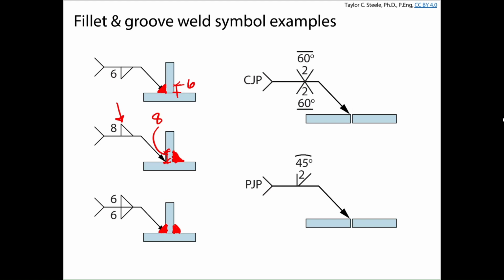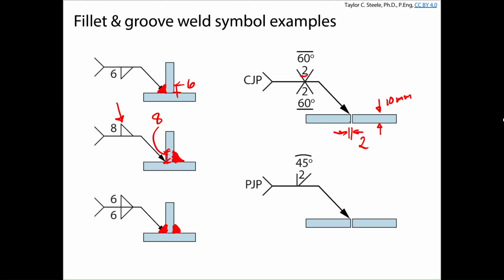CJP basically means I weld to completely fill the joint from top to bottom. So I've got a plate that's, I don't know, millimeters. The weld metal should go all the way through the entire joint so that the entire butt face is completely fused to the other one. What this 2 means, that's the root. The gap between the 2 plates is 2 millimeters.